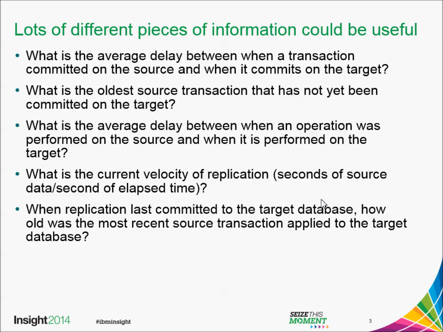With all those different uses, there's different pieces of information that might be important depending on what question you're trying to answer. Here's again some examples. What's the average delay between when a transaction commits on the source and when it commits on the target? Or what's the oldest source transaction that hasn't made it to the target yet? Or what's the average delay between when an operation was performed on the source and when it's performed on the target? This is usually not interesting, but if you're doing dirty reads on your source and target database, this might be an interesting piece of information for you.